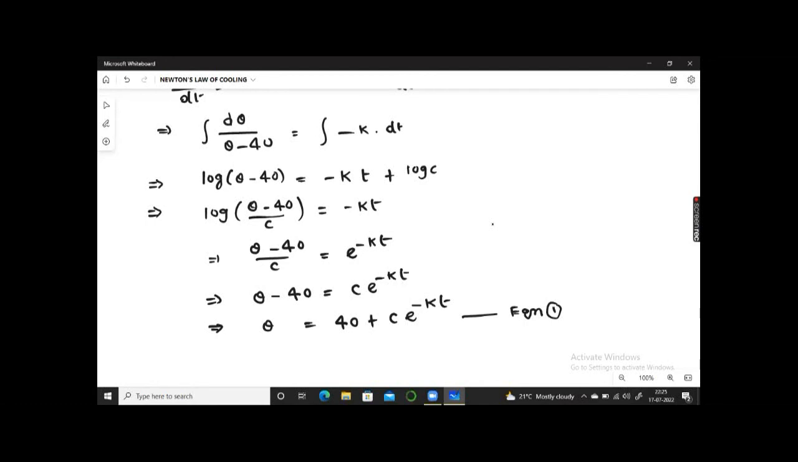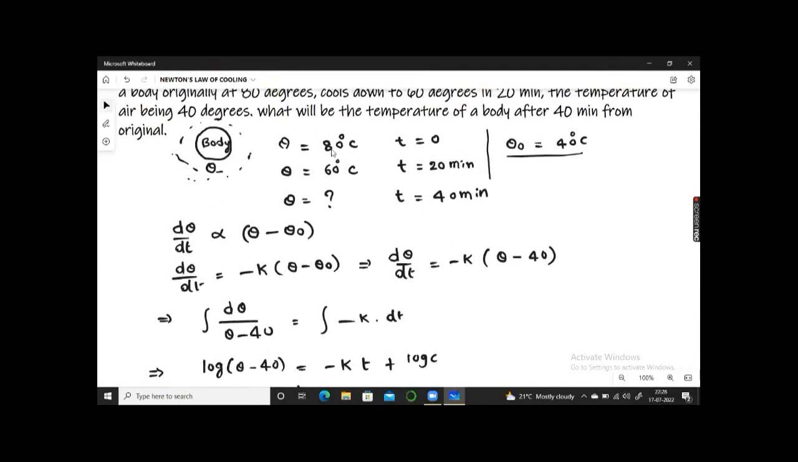In order to find these two values, at least two initial conditions you should know. The initial conditions that we have written in the beginning, these two initial conditions now we will apply. Theta is equal to 80 degrees centigrade at time t is equal to 0, and theta is equal to 60 degrees centigrade at t is equal to 20 minutes. These are the two initial conditions. Now I will apply them to find k and c values.